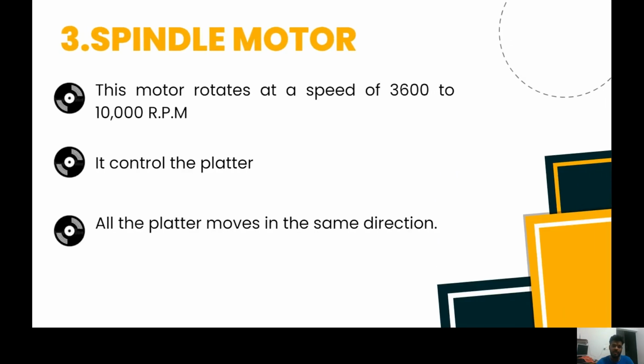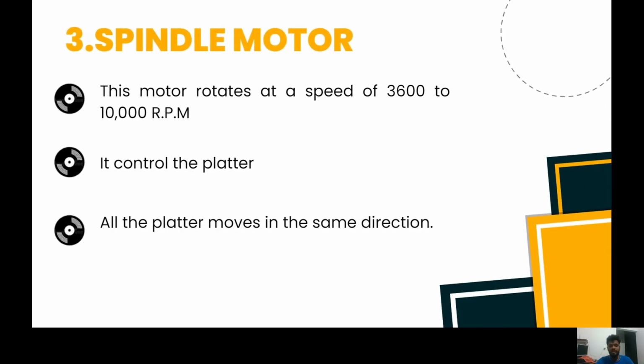Now talking about the spindle motor. The spindle motor is the main motor, and it rotates at a speed of 3600 to 10,000 rpm, and it controls the platter. All the platters move in the same direction.